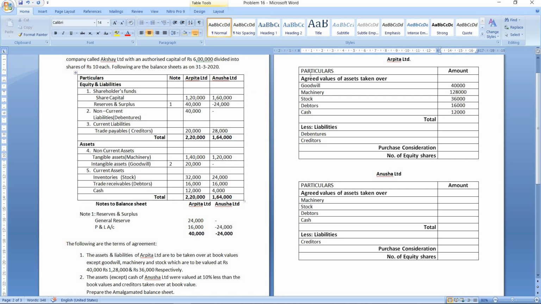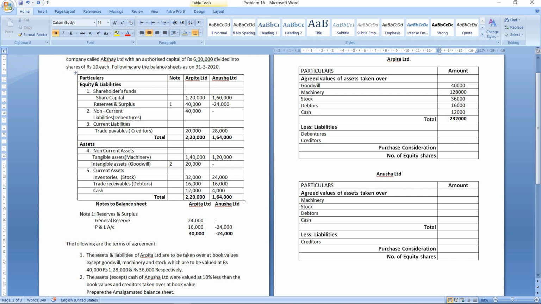Okay, so we have taken all the assets of the company. You can see machinery, goodwill, stock, debtors, and cash. So let us make the total of the agreed value of assets for Arpita Limited. That will be 2,32,000. Alright, now we will minus the outside liabilities.